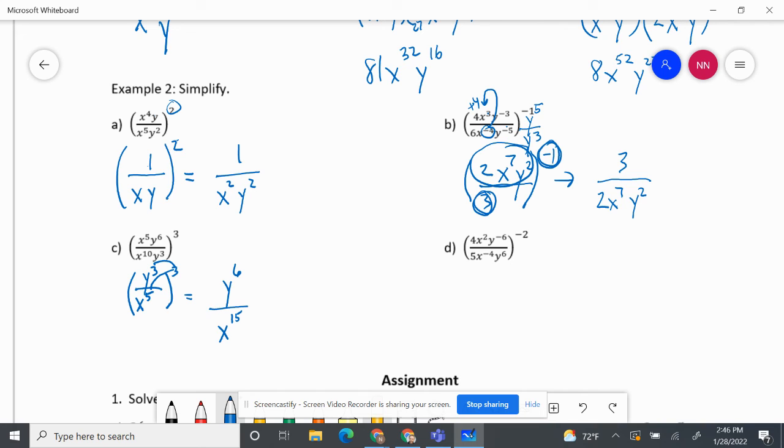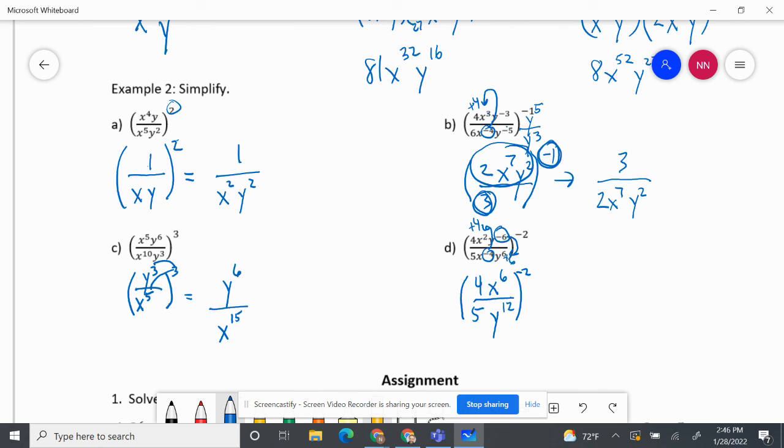Looking at letter D, once again, we're going to simplify inside the parentheses. So what we have is 4/5. The negative exponent goes up. We're going to add 4, and that gives us 6. The negative exponent goes down, and that gives us y to the 12th.